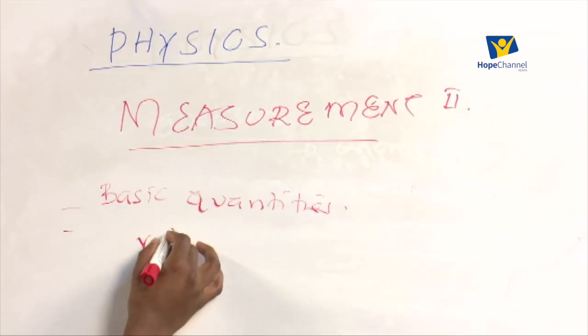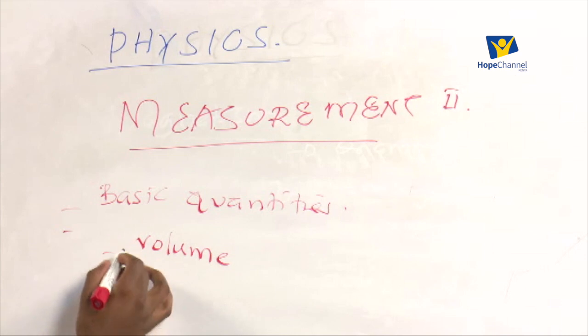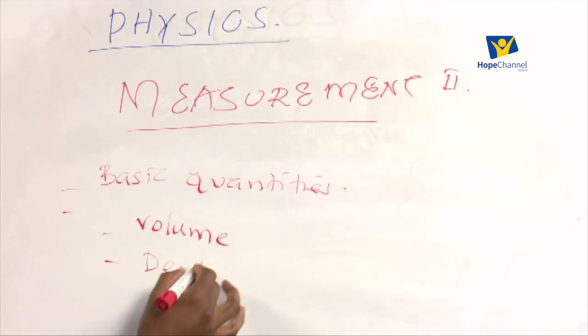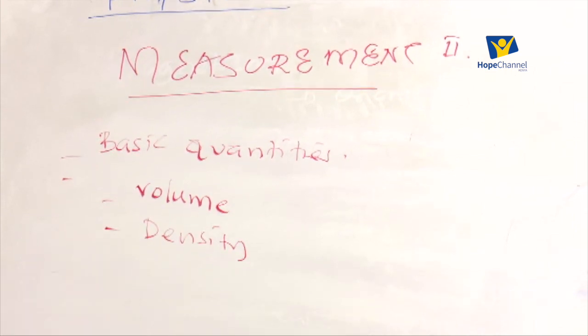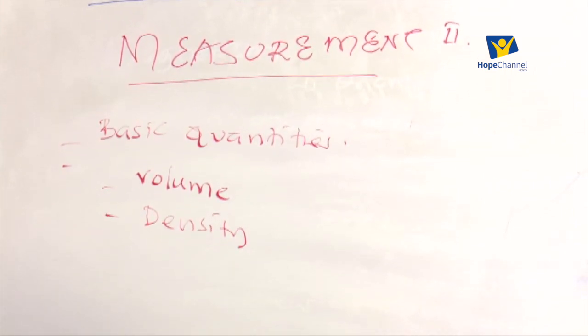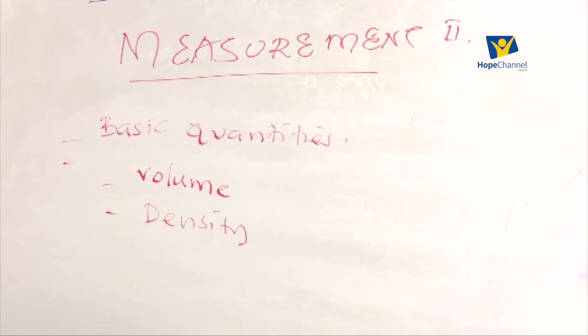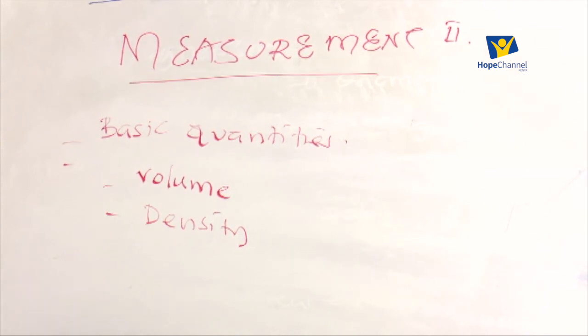At this level we may not really go into them, but now in Measurement 2, let's talk of a quantity like volume, and another quantity like density. These were covered much earlier. Volume is the amount of space occupied by a substance. Density is the ratio of the mass of a substance to its volume.